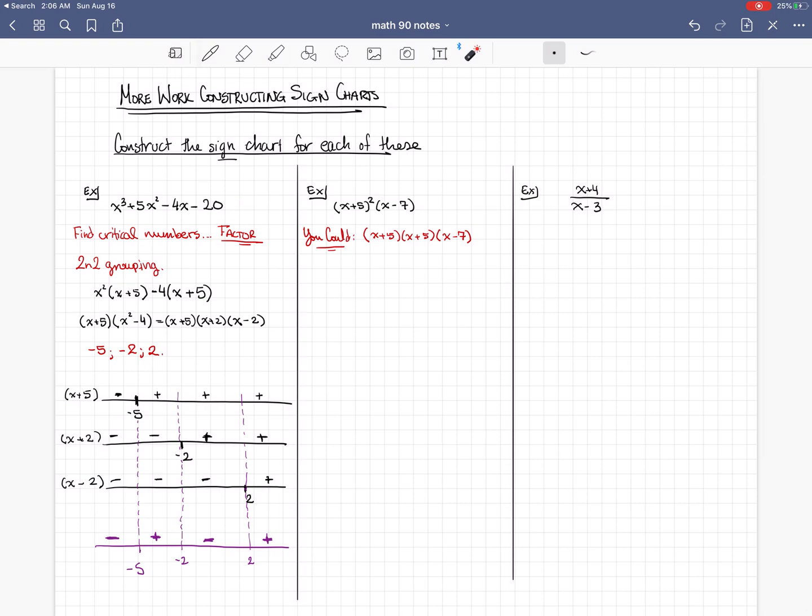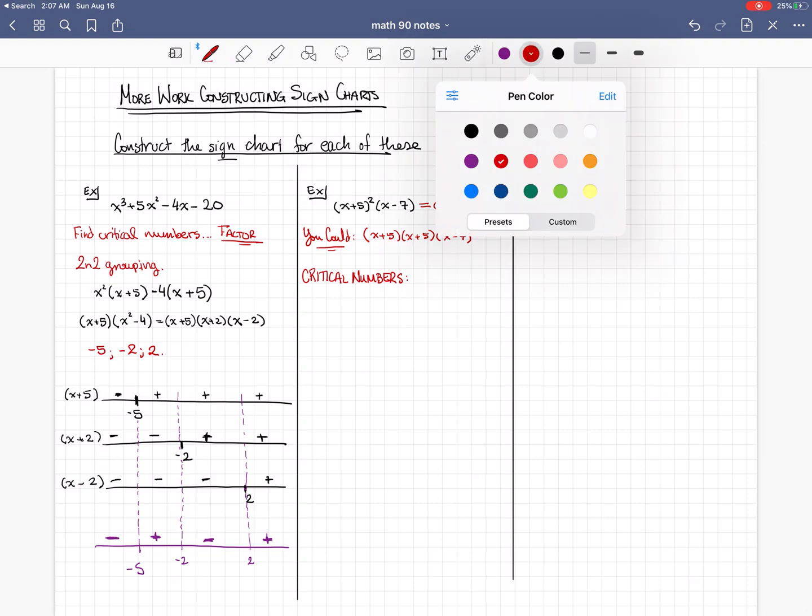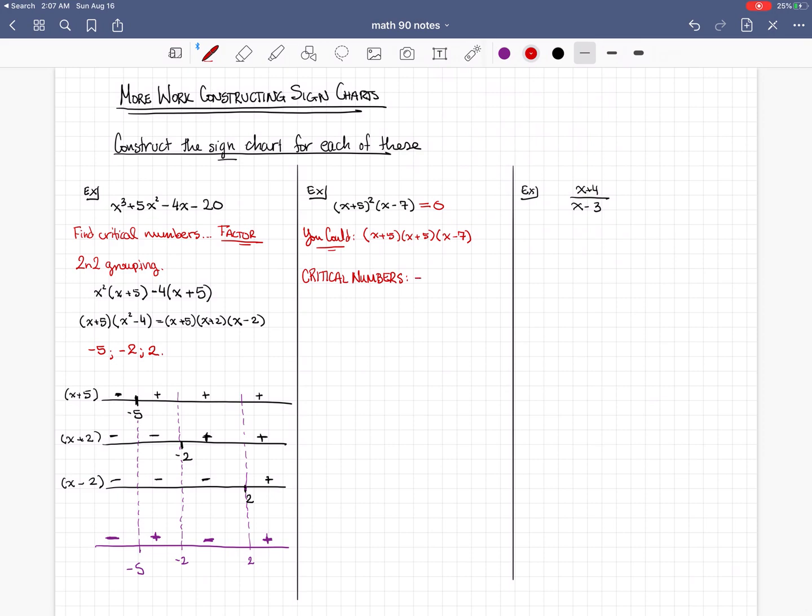I'm actually not going to do that, so I encourage you to try this on your own if you feel like it might be helpful to you, and then bring questions to office hours or our class meeting. But I'm going to treat x plus 5 squared as its own factor. So remember, the first thing we always do is think about critical numbers when we're constructing a sign chart. And critical numbers ask, when is this expression equal to 0? So zero product property. When is x plus 5 squared going to be 0? When x is negative 5. When is x minus 7 going to be 0? When x is 7.